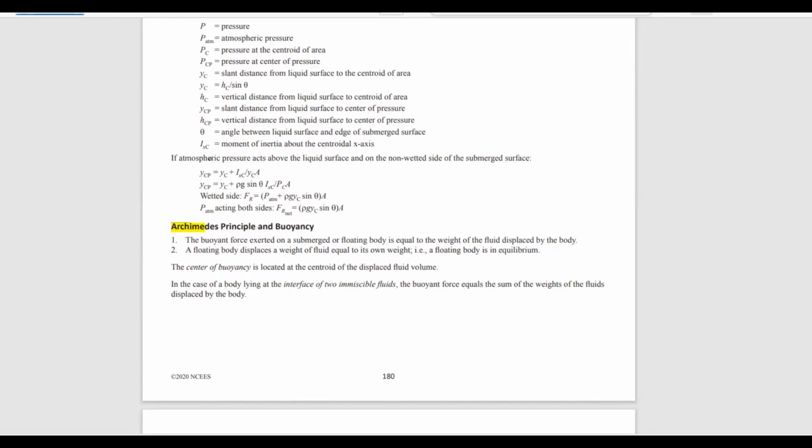What this means is if we have a floating object, then the weight of this object is going to be equal to the weight of the liquid displaced by this object. So again, that's what Archimedes' principle is saying, that the weight of this object is equal to the weight of displaced fluid.